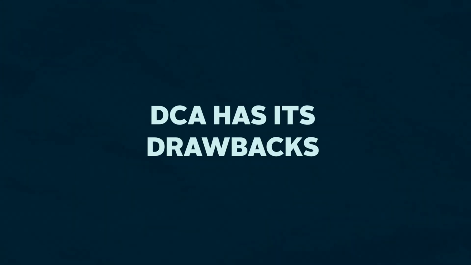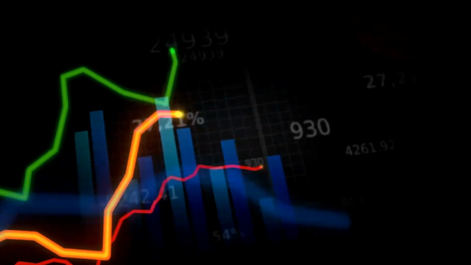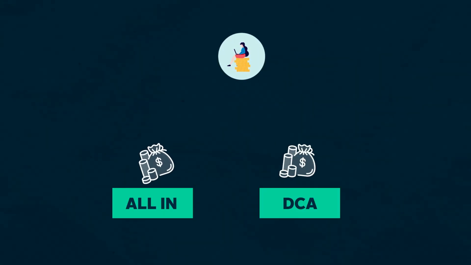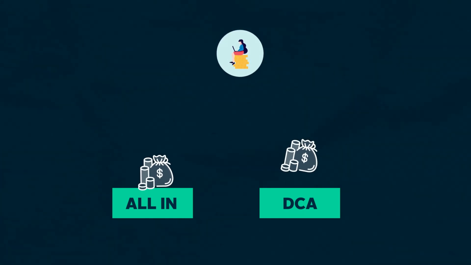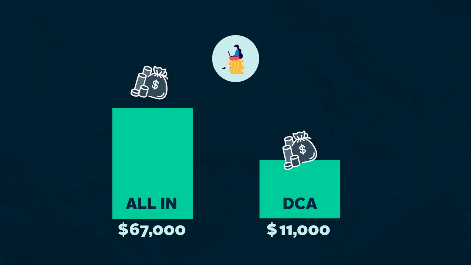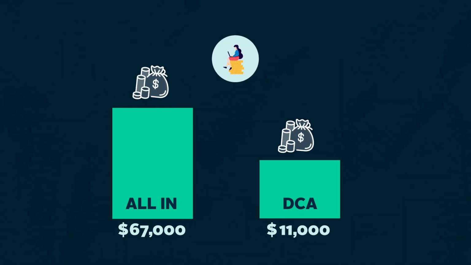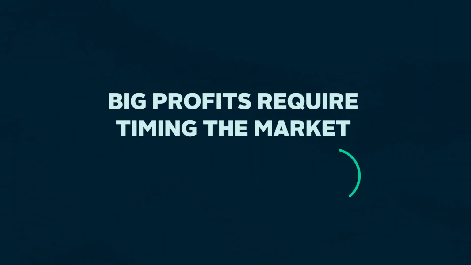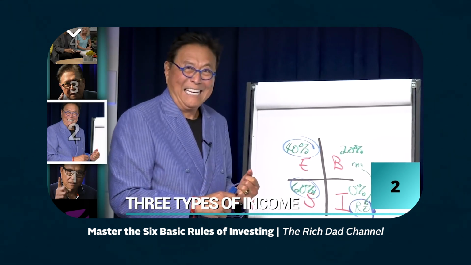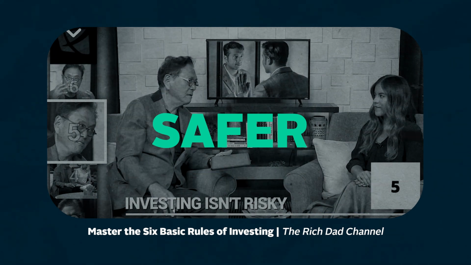That said, DCA has its drawbacks, the most notable one being that investors may end up missing out on massive gains. For instance, if Mary, like Bob, had chosen to go all in at once instead of spreading out her principal, her portfolio could have grown to $67,000 compared to $11,000 using the DCA strategy. Though, like we've mentioned, big profits require timing the market correctly, and even professional investors can't necessarily predict movements of the market. So DCA is a potentially safer way to take advantage of big market dips.